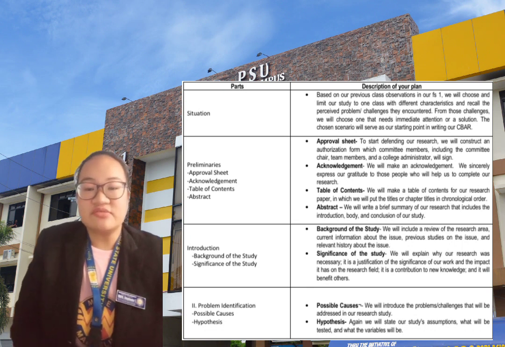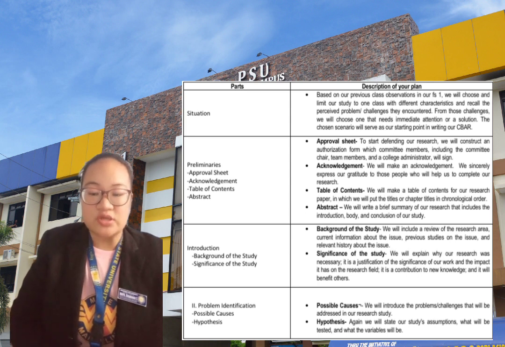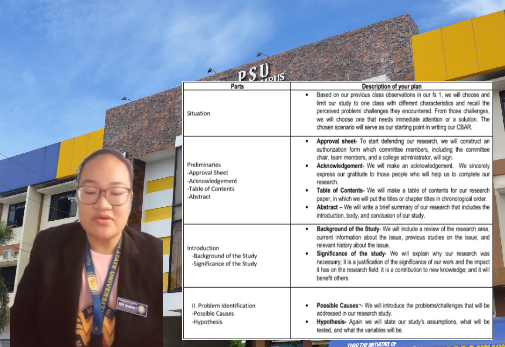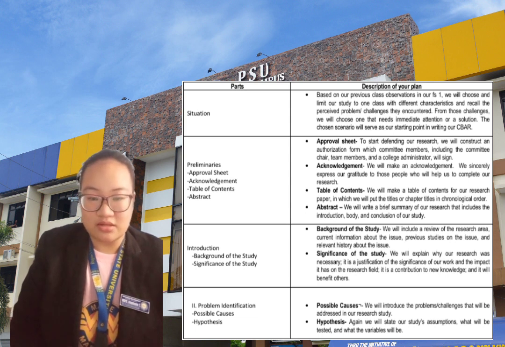Situation. Based on our previous class observation in our FS1, we will choose and limit our study to one class with different characteristics and recall the perceived problems or challenges they encountered. From those challenges, we will choose one that needs immediate attention or a solution. The chosen scenario will serve as our starting point in writing a classroom-based action research.